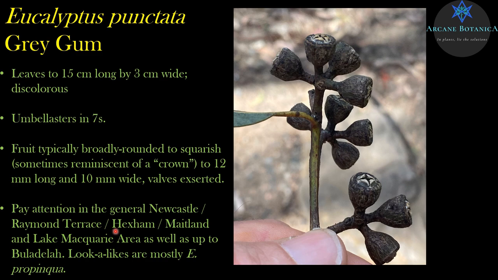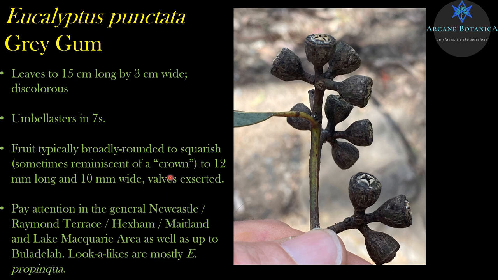I had a mission to collect punctata around this area, and I just couldn't find it. Every tree, every record I rocked up to, they were Eucalyptus propinqua. There's probably some punctata there, but you probably have to know where it is. They might even be growing together in some habitats, but I had a real nightmare here trying to discern punctata from propinqua. So just look out for that in that part of the world.